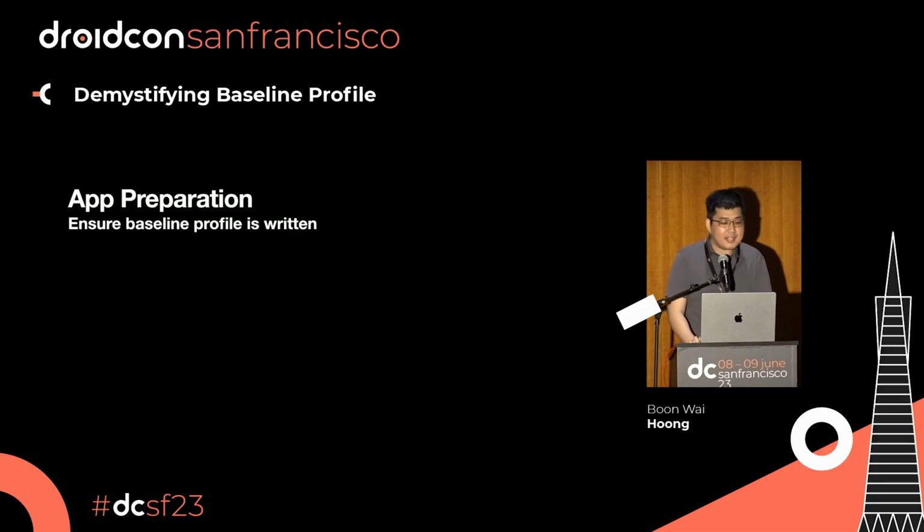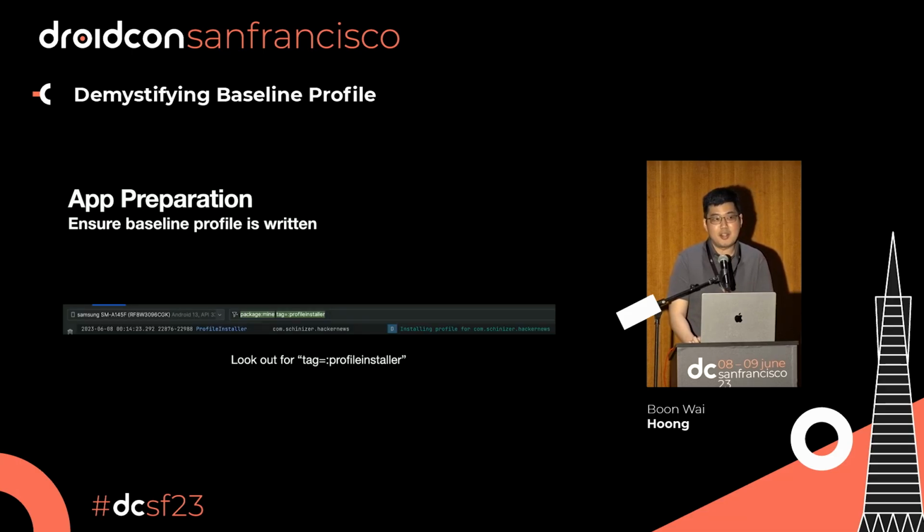In that case, we can try to do what macro benchmark does, which is to ensure the baseline profile is written. There are a few approaches. One of them is to just run the app. Remember, profile installer registers an initializer and it writes the profile during runtime, right? So if you run the app itself, it will write the profile. What kind of breadcrumbs could we look for to figure out if the installation has been done? You could just check for the tag profile installer, and if you see something like this, that signals the end of the write itself. So this is step one.